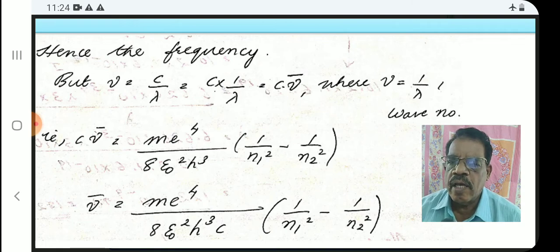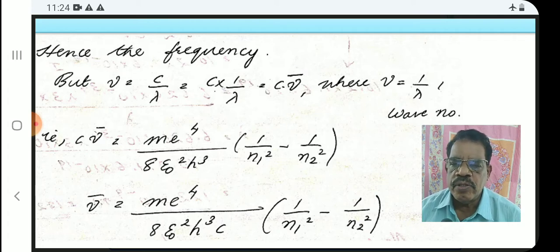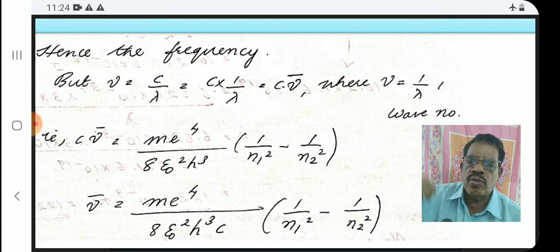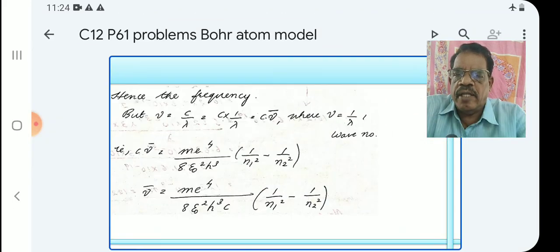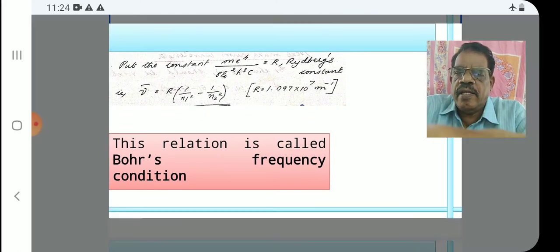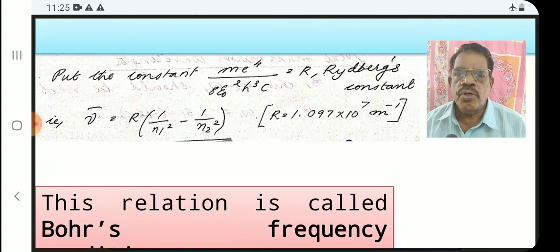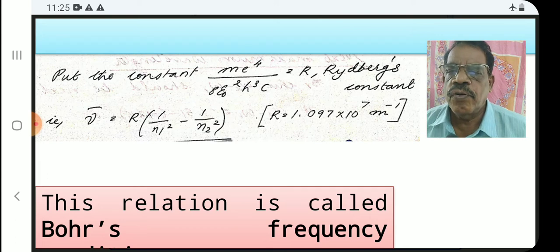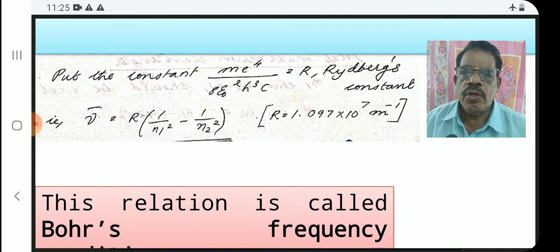C nu bar is m e raised to 4 by 8 epsilon 0 square h cubed into 1 by n1 square minus 1 by n2 square. That is nu bar is m e raised to 4 by 8 epsilon 0 square h cubed c into 1 by n1 square minus 1 by n2 square. There is a constant outside the brackets. And that constant we write as R, which is equal to Rydberg's constant. m e raised to 4 by 8 epsilon 0 square h cubed c equal to R. A quantity equal to Rydberg's constant.